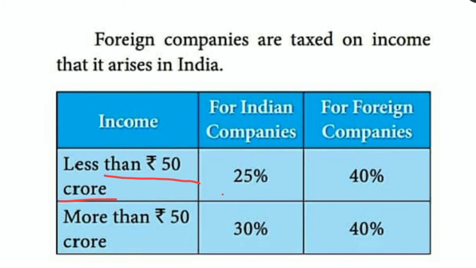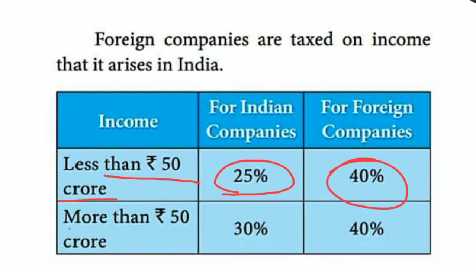When they are getting less than 50 crore income per year, Indian companies have to pay only 25%. At the same time, foreign companies have to pay 40% taxes to the Indian government. Why do they have to pay taxes to the Indian government? Because their firms and industries are in India. That's why the Indian government is levying taxes in the name of corporate tax on the foreign companies.